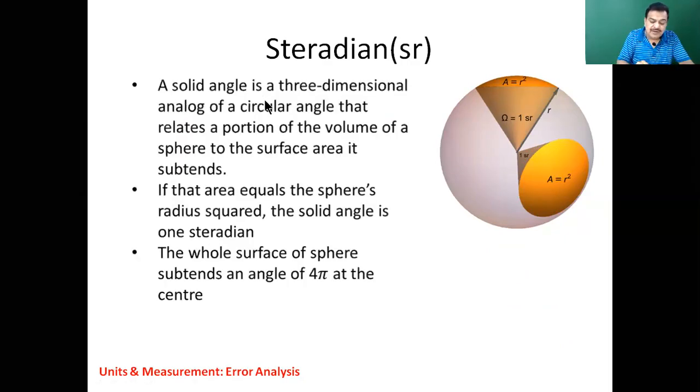A solid angle is a three-dimensional analog of a circular angle that relates a portion of the volume of a sphere to the surface area it subtends. If the area equals the sphere radius squared, the solid angle is 1 steradian. The whole surface of the sphere subtends an angle of 4 pi at the center.